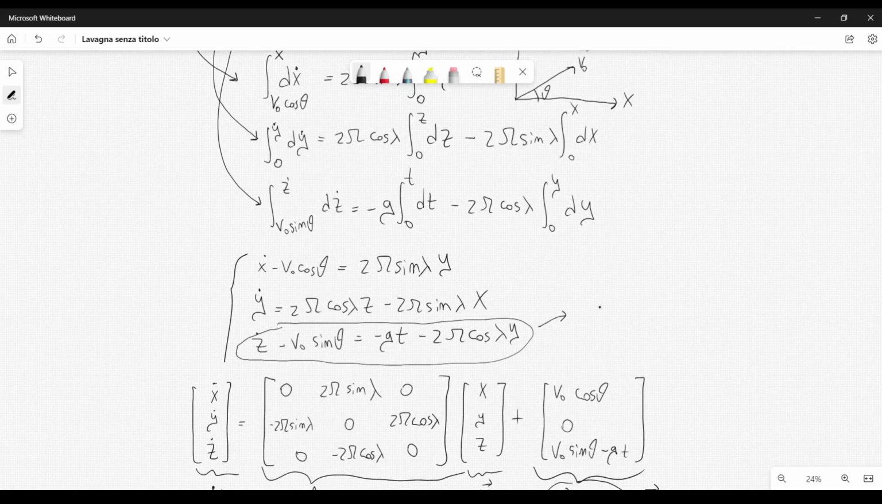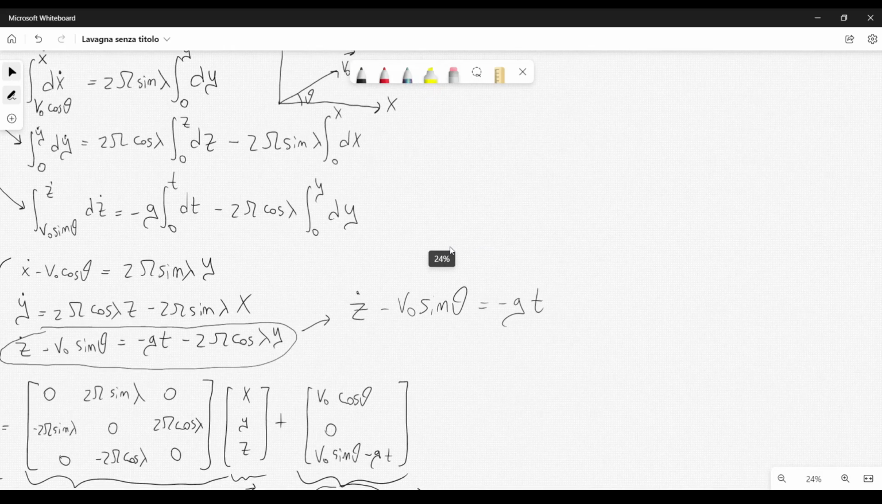So we might simply write this, and this is an approximation, okay? Later I will tell you how to do it more rigorously. I will show you how to do it from the solution to the system of differential equations, but now let me show you how to do it intuitively. If we neglect this term, because it multiplies omega, we get z dot minus v0 sine theta equal to minus gt.